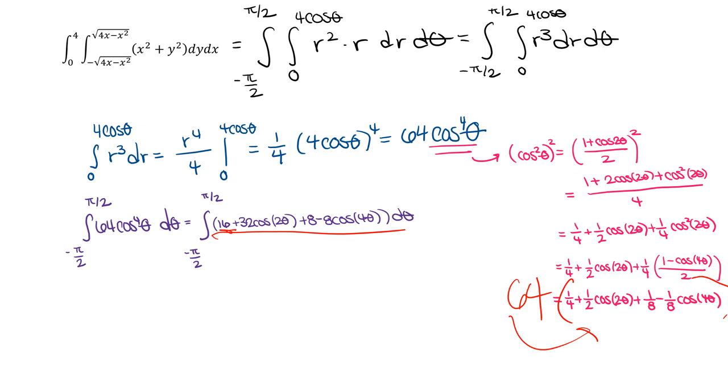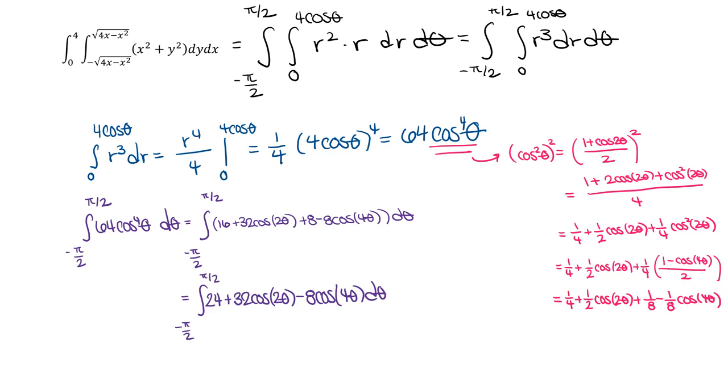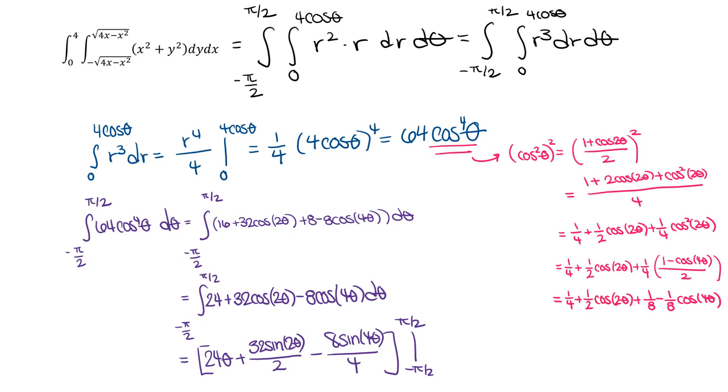All right, so now I've got to integrate 16 plus 32 cosine 2 theta plus 8 minus 8 cosine 4 theta. And we might as well combine like terms. The 16 plus 8 just turns into a 24. So that's all I did here. Oops, wrong 8. 16 plus 8 turns into a 24. Copy down the rest. And then I can integrate this one term at a time.